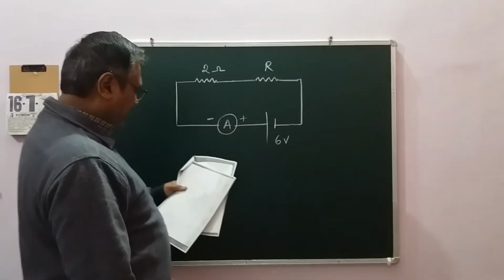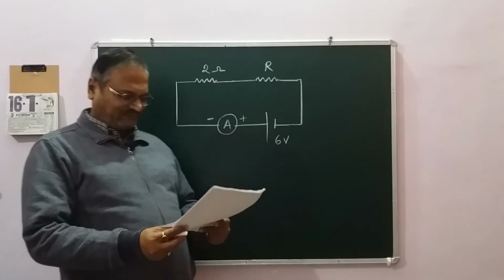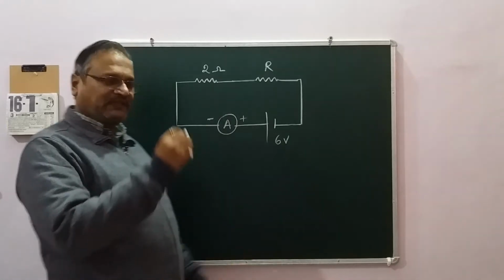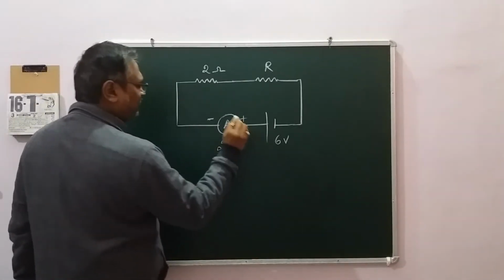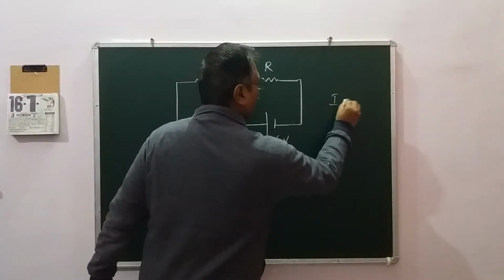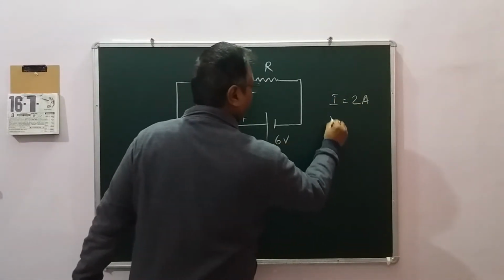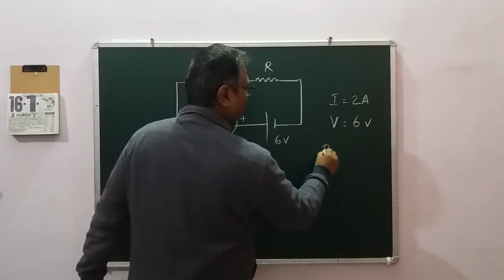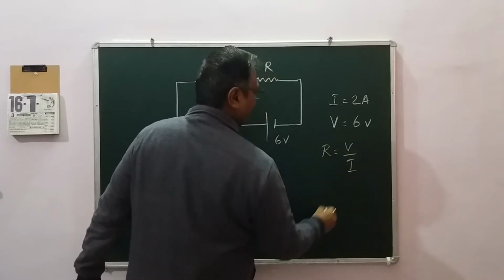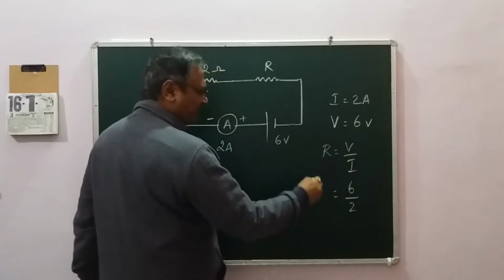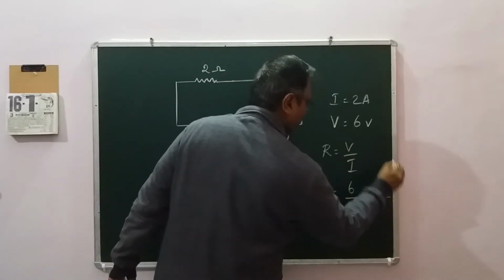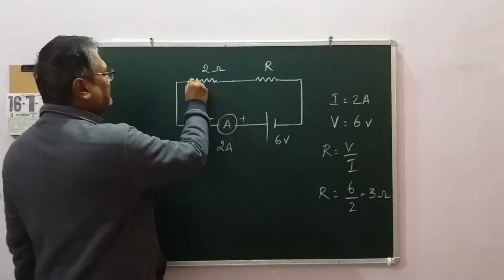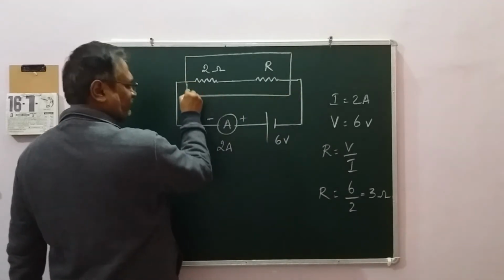Now I will read the problem. If the ammeter in the circuit shown in the diagram reads 2 ampere, what does it mean? Current is equal to 2 ampere. What is the potential difference? V is equal to 6 volt. So what can we find out from Ohm's law? R is equal to V upon I, that is 6 upon 2. 6 upon 2 is how much? 3 ohms. So using these two data, we find that the total resistance of the system is equal to 3 ohms.